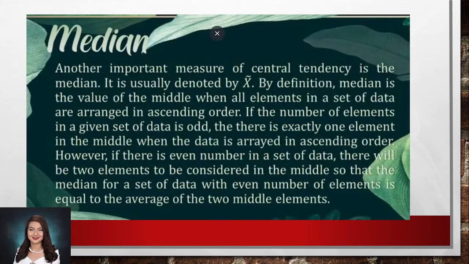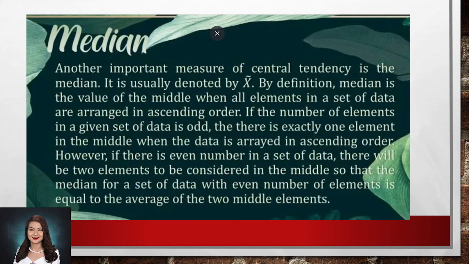Now, let's talk about median. Another important measure of central tendency is the median. It is usually denoted by this symbol. By definition, median is the value of the middle when all elements in a set of data are arranged in ascending order. If the number of elements in a given set of data is odd, there is exactly one element in the middle when the data is arrayed in ascending order.